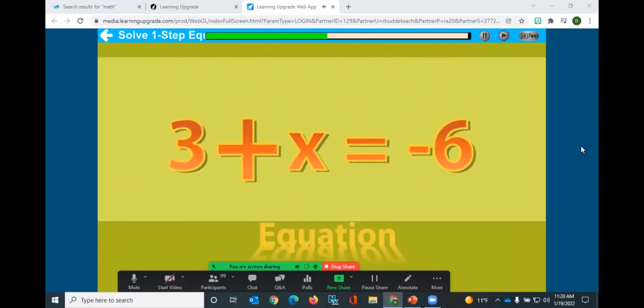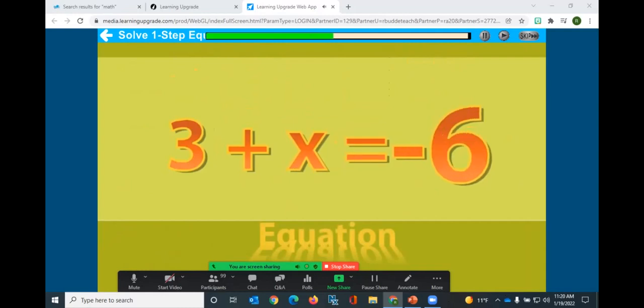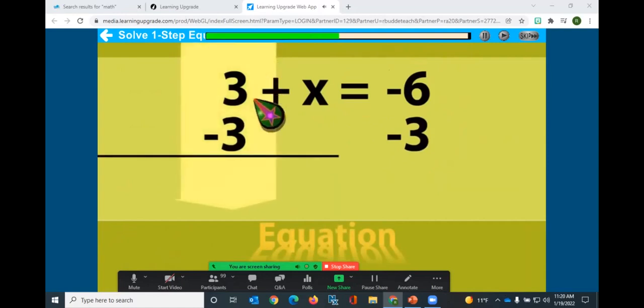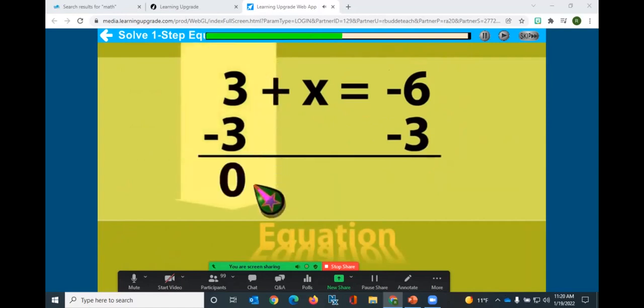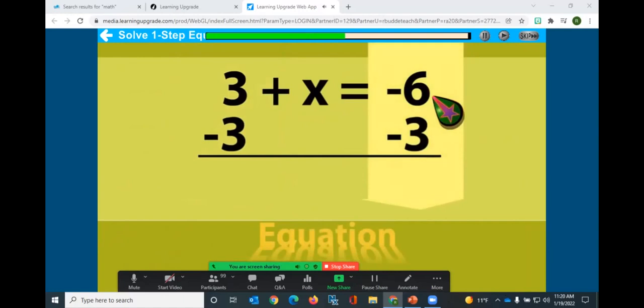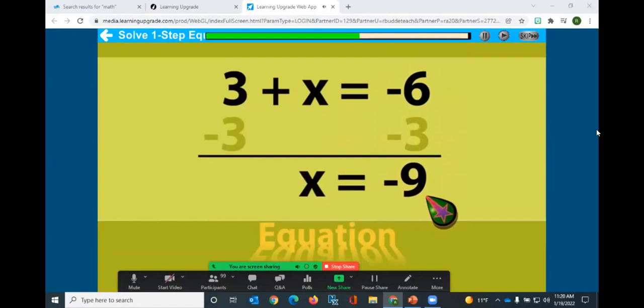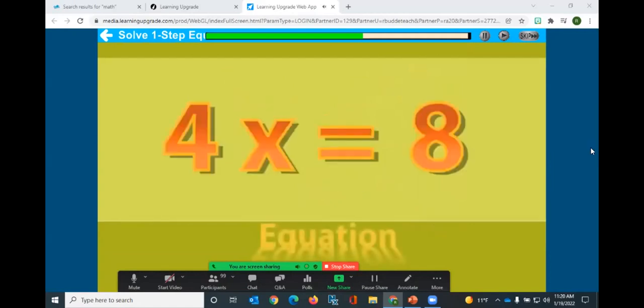Now a tougher one. 3 plus x equals negative 6. Subtract 3 from both sides. The 3 and negative 3 cancel out. Negative 6 minus 3 equals negative 9. So the answer is x equals negative 9. How about this equation?